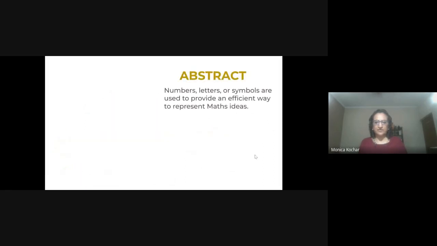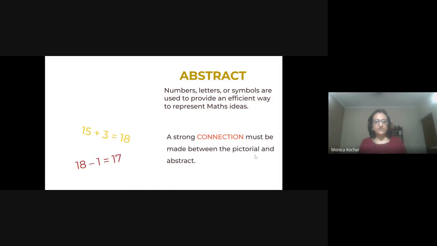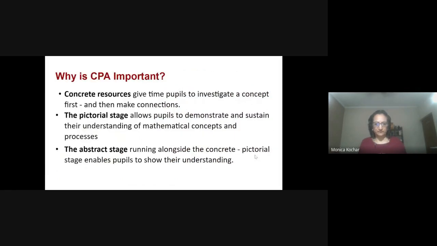And then you come to abstract, where numbers, letters, and symbols are used. But there should be a very strong connection between pictorial and abstract. So why is CPA important? It gives children time to investigate. Pictorial is a great way of processing in the brain. It's like when we want to go somewhere and we draw a map to find our way. And abstract runs alongside concrete and pictorial, which enables the children to show their understanding and make the jump to the abstract.